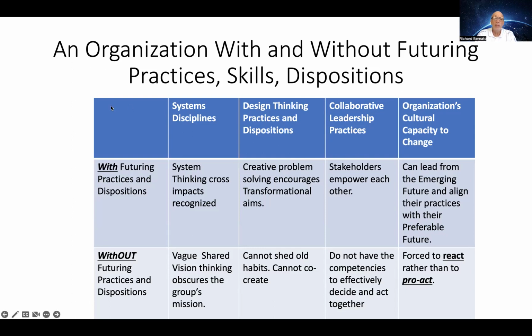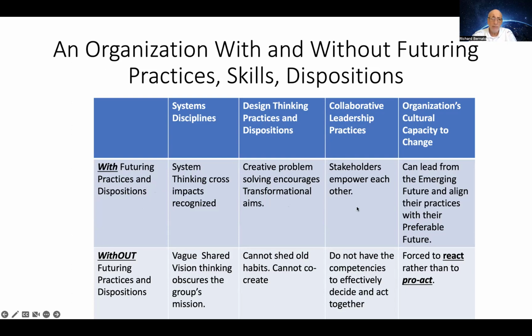I don't want to read this all to you. I'm just going to read you the top level. So if the skills, the competencies, and the dispositions of futuring exist, how does that affect systems? Clearly, systems thinking cross impacts everything. They recognize that and they work with it, à la how I just mentioned Disney. If futuring practices and dispositions are strong, they're going to be creative in their problem solving, and they're going to encourage transformation. The same kind of things you would like to see in your employee stakeholders.